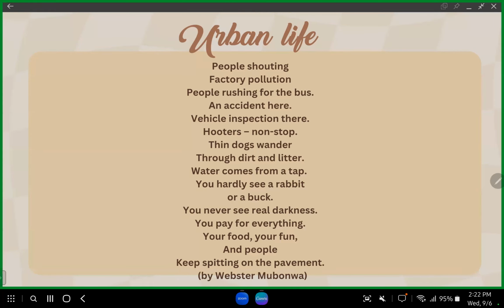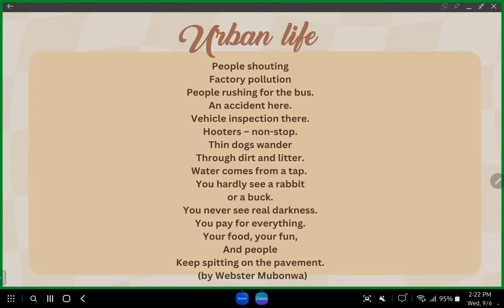Okay, let me give you what I understand. The setting in the poem is a city, as we all know. When we reach the city, you'll hardly see a rabbit or a buck. When they say you hardly see a rabbit or a buck, it means there's barely any form of animal life, barely any fauna.